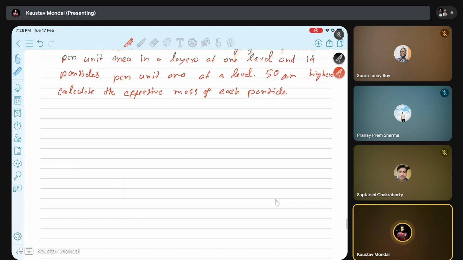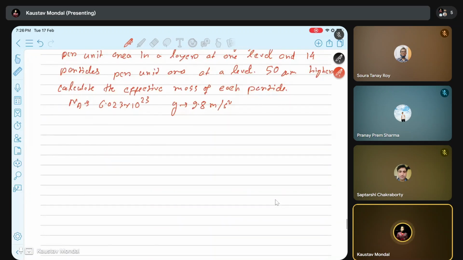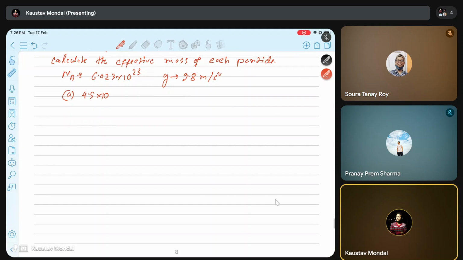Here the given quantities are N_A, that is, we know the Avogadro number 6.023 into 10 to the power 23, and the gravitational constant 9.8 meter per second square. The options are: A is 4.5 into 10 to the power minus 18 kg, option B is 9.8 into 10 to the power minus 18 kg, option C is 4.74 into 10 to the power minus 17 kg, and option D is 10.32 into 10 to the power minus 18 kg.